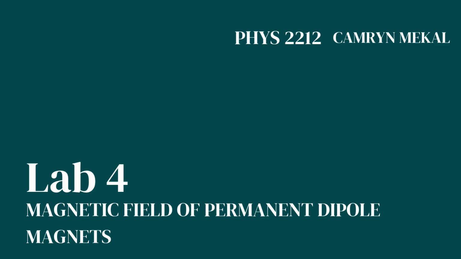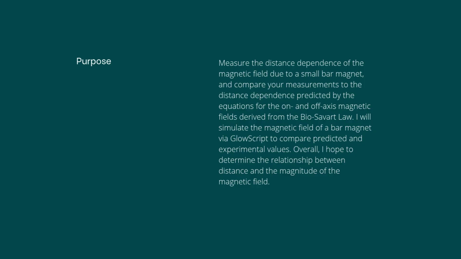This report covers Lab 4 for Physics 2. The purpose of this lab was to measure the distance dependence of the magnetic field due to a small bar magnet and compare my measurements to the distance dependence predicted by the equations for the on and off axis magnetic fields derived from the Biot-Savart law.